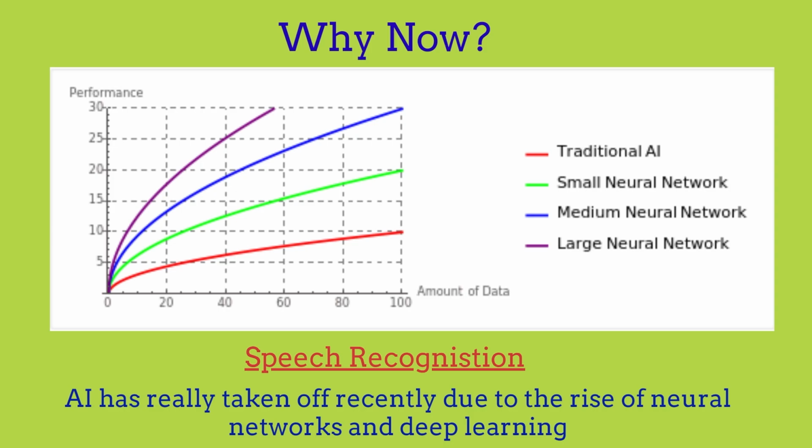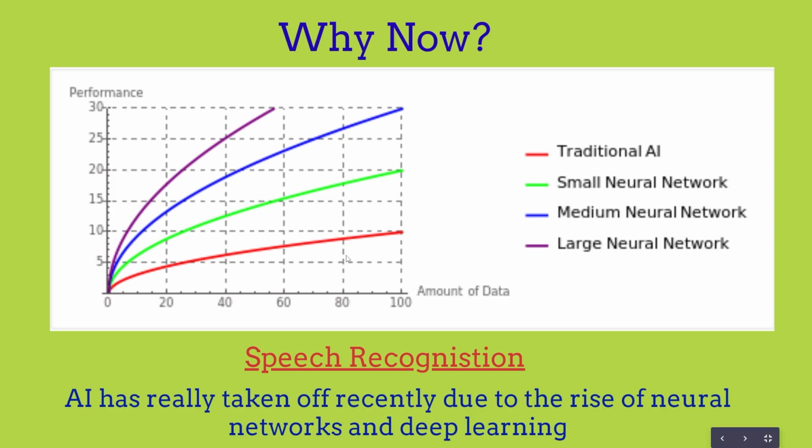Before, when we first started, we only had traditional AI. For speech recognition, the more data we had, you can see this red line, even though it's at 100, the performance of the model was still pretty low. It was just at 10. So you can see it's increasing, but it's really low. That was the first thing that we had, which was traditional AI. After that, we have a small neural network, and you can see that the performance is a little bit better. Even though it has the same amount of data, 100, the performance is way higher compared to the traditional AI.